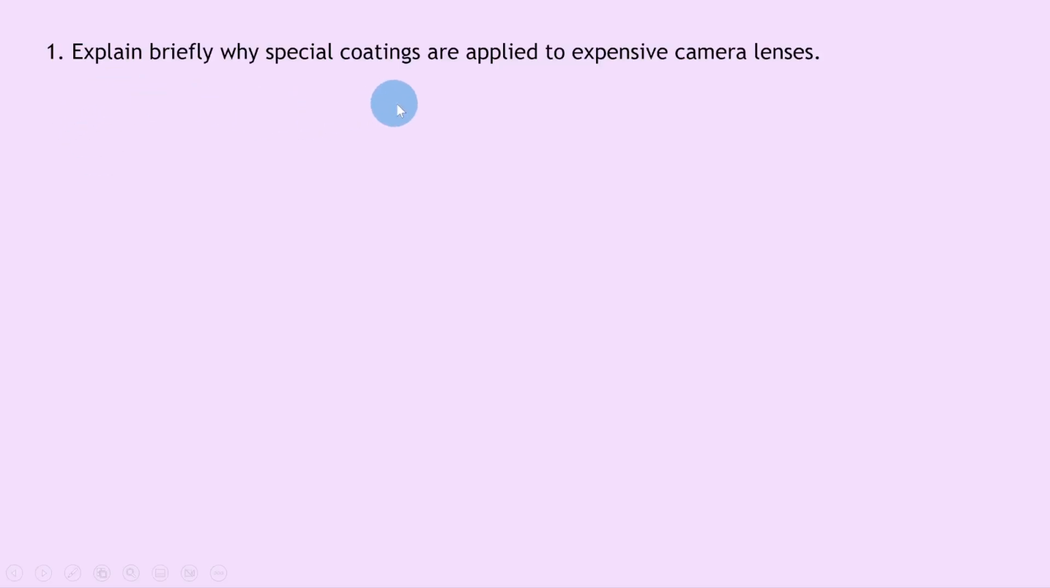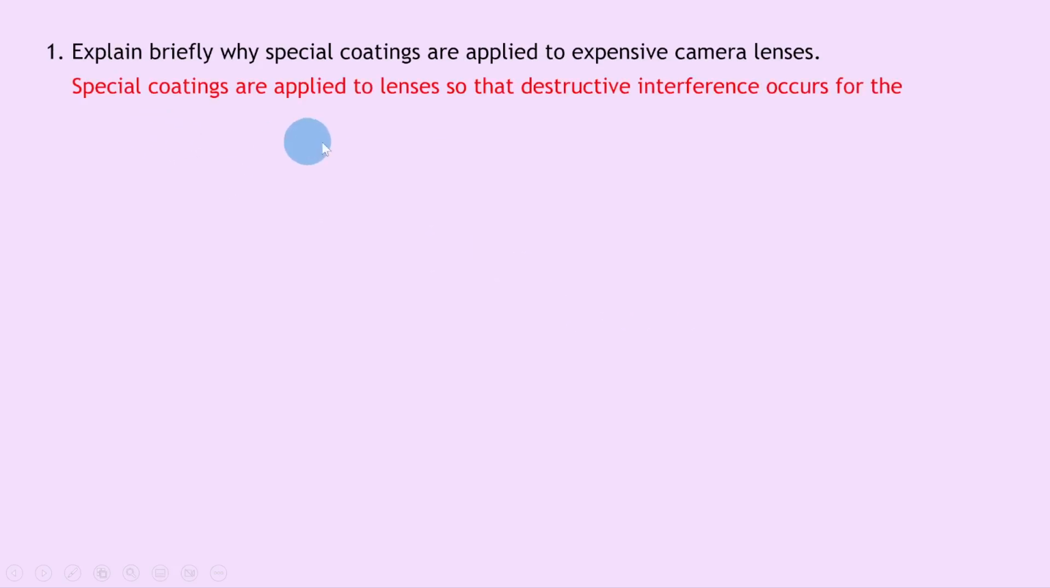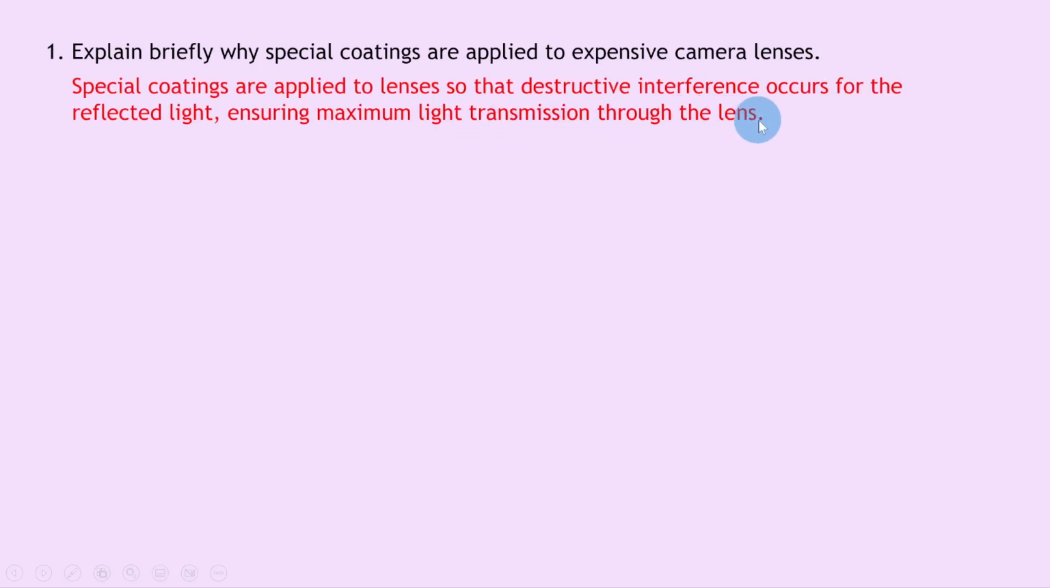So let's get started. Question 1 says, explain briefly why special coatings are applied to expensive camera lenses. Well, we can simply say that special coatings are applied to lenses so that destructive interference occurs for the reflected light, ensuring maximum light transmission through the lens.